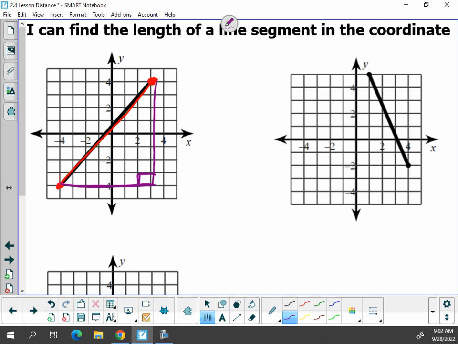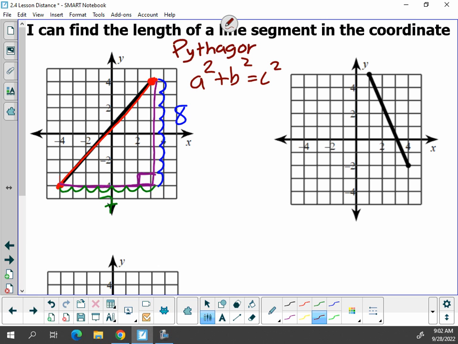And so we can find the length of this side of the right triangle, which is 7. And we can find the length of the other side of the right triangle, which is 8. And we had a formula for that. Maybe you remember, a squared plus b squared equals c squared. And so we can use this formula, the Pythagorean Theorem. I'll shorten theorem to THM, to find the length of that segment.